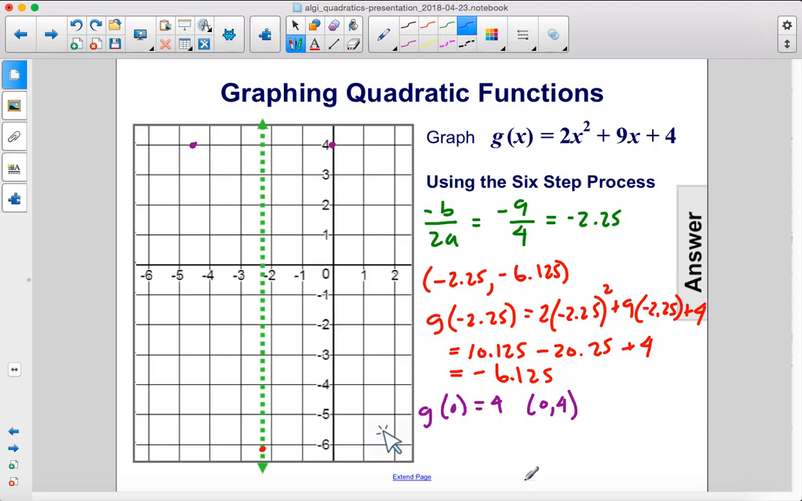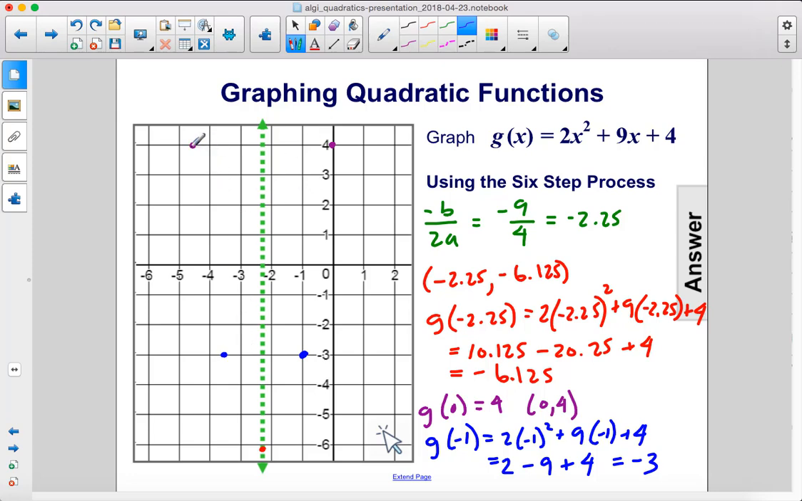Next, we are going to choose one more point. So let's choose when x is -1. So g of -1 equals 2 times -1 squared plus 9 times -1 plus 4. So that's 1 times 2 is 2 minus 9 plus 4. So -7 and then -3. So -1, -3 is here. And then I'm going to reflect that across. So we have 1 and 0.25. So 1 and 0.25 gives us 0.5 over there.